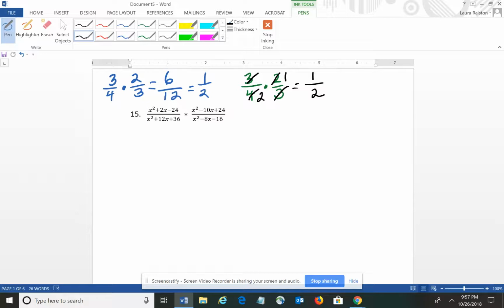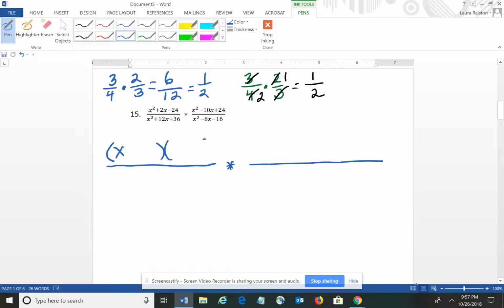I like to simplify it first, especially with the polynomials, because otherwise I just end up with these huge numbers that make it difficult to work. So the first thing that I need to do is factor all 4 polynomials in this multiplication problem. Okay, so I'm going to do that first.